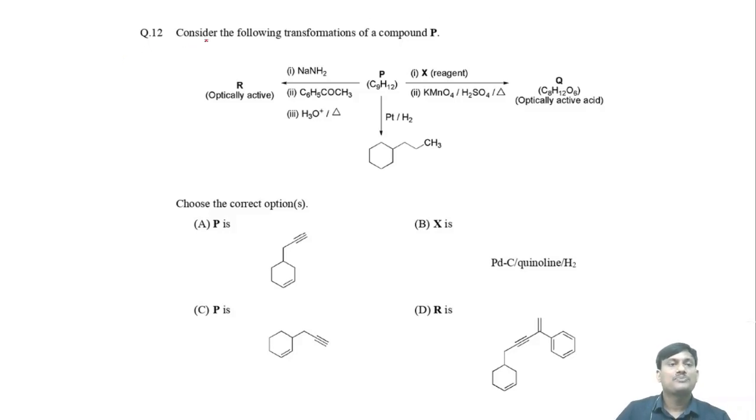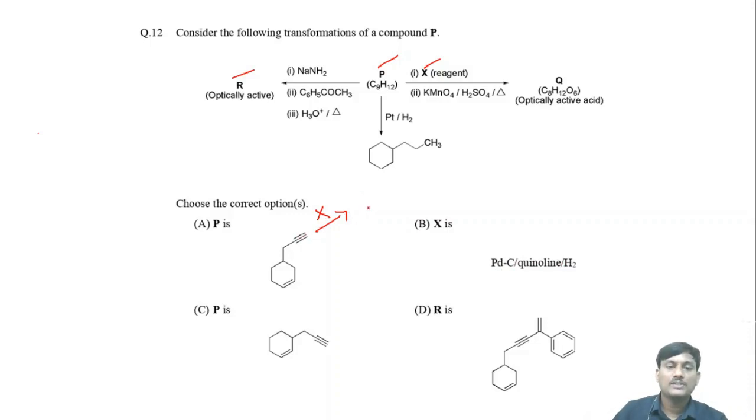Question number 12. Consider the following transformations of a compound P. Here you have to identify what is the P and also what is the R and what is the reagent X. Let us take P as this molecule. This is the P. When you add X, that is palladium with quinoline and hydrogen, in this case there is a reduction of the triple bond into a double bond.